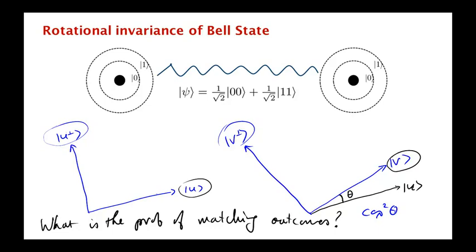Okay, so the same reasoning holds if we happen to get U perp as the outcome of our first measurement. Well, then the state of the second qubit must be U perp as well, because they completely match. But now if we measure the second qubit in the V, V perp basis, what's the chance we get output V perp? Well, it's still cosine squared theta.